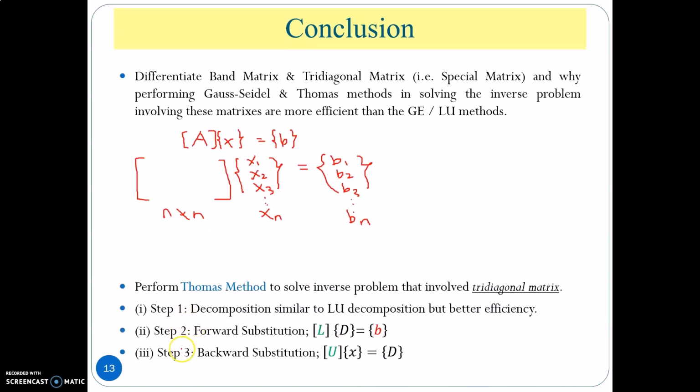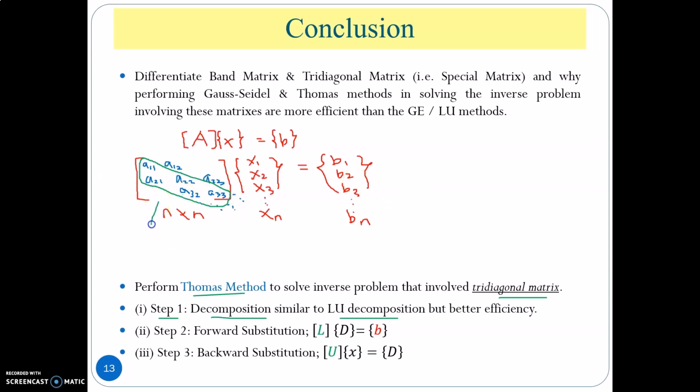These are the general steps when we perform the Thomas method to solve the inverse problem. Don't forget we apply the Thomas method on the tridiagonal matrix only, where you have the bandwidth equal to 3 elements here. In step 1, the Thomas method performs the decomposition similar to the LU decomposition, but with better efficiency. This is because we perform the forward elimination only at this region.